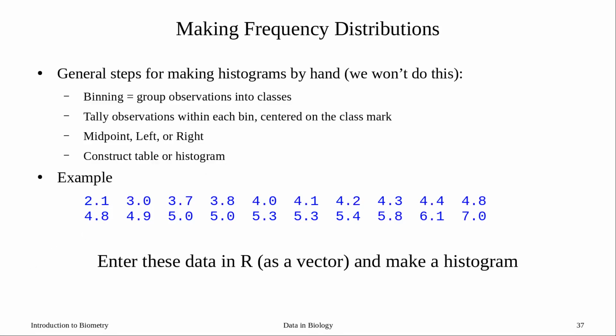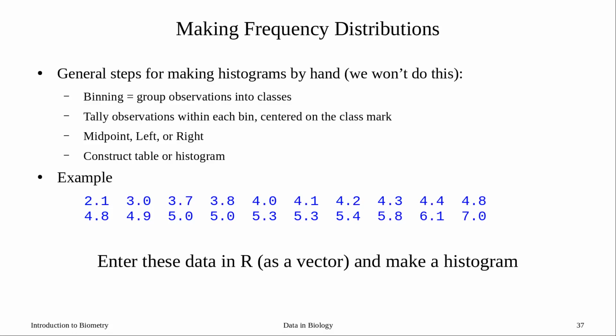Alright, so now just for practice in R, what we're going to do is make our own frequency distribution. And these are the steps that R is going to follow. R is going to take the data that we give it. It's going to group the observations into classes. It's going to figure out the classes. It's going to figure out how many individual data points fall within each class. It's going to decide if we're going to use a midpoint, left or right classification.